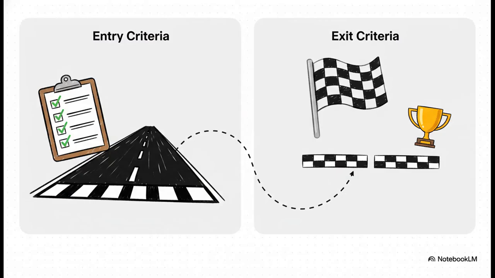Now, any good plan needs clear boundaries. Think of them as the rules of the game. Entry criteria are the things that have to be true before you can even start testing, like, is the test environment actually up and running? On the flip side, exit criteria are your finish line. They're the conditions you have to meet to say, okay, we're officially done here.